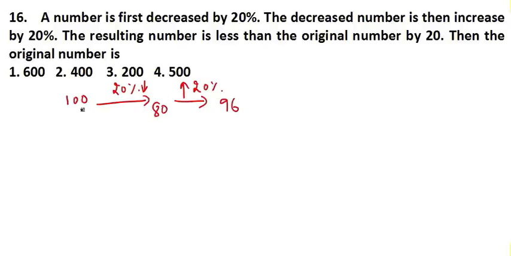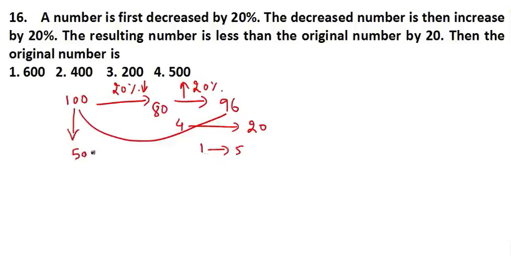Fine. Here I can see the decrease is 4, whereas in the question it is given that the resulting number is less than the original number by 20. It is supposed to decrease by 20, but it got decreased by 4. So if 4 represents 20, then 1 represents 5. If 1 represents 5, then what does my number represent? 500. And the question is asking about the original number. So the original number is 500.